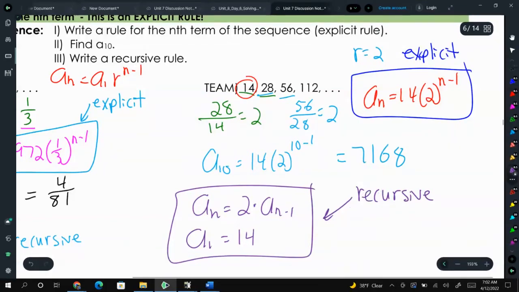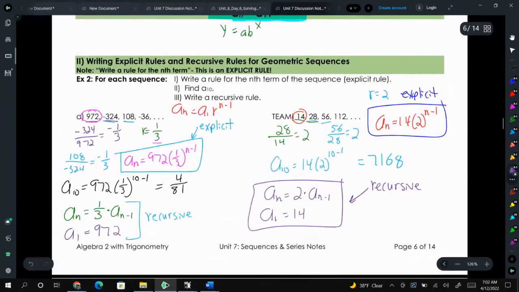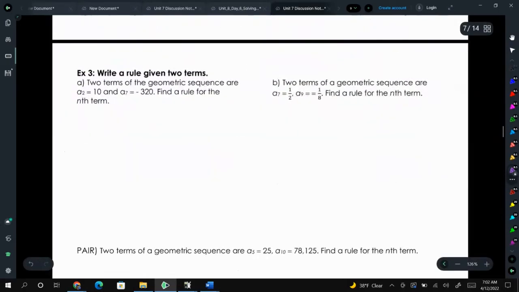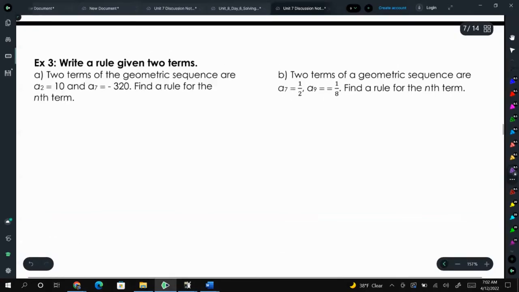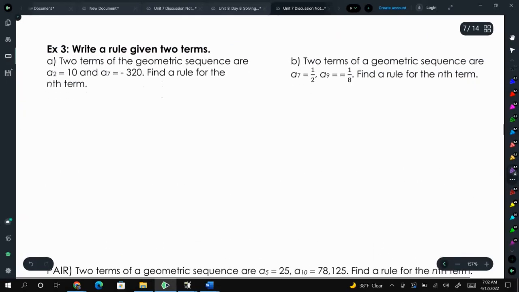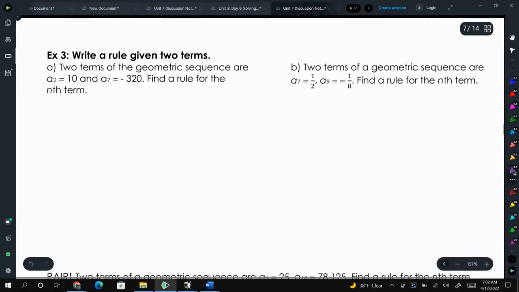So you're probably saying that writing these rules today with geometric sequences is easier than when we wrote them with arithmetic sequences, and I would agree with you. But where things get a little more complicated is on the next page, where we have 2 terms and we have to find the rule for the nth term. When we were working with arithmetic sequences, we used that slope formula and calculated it from there. But with geometric sequences, it's a little bit different. So I'm going to do these 2 up here and then have you do this one down here.